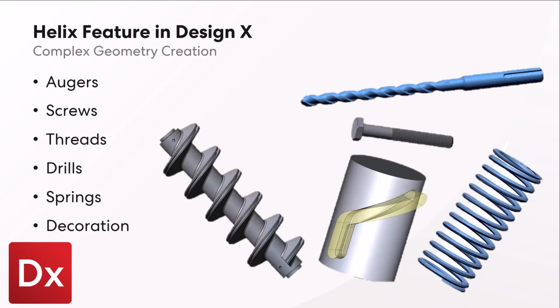There are two types of helixes, a constant helix and a variable helix. Common applications for helixes are augers, screws, threads or drills, but there are also some more complex applications like springs, which often have a variable pitch or radius, or barrel cams, as their helical shape can be quite complex and is mostly only partially visible. Even some decorations may have helical shapes.